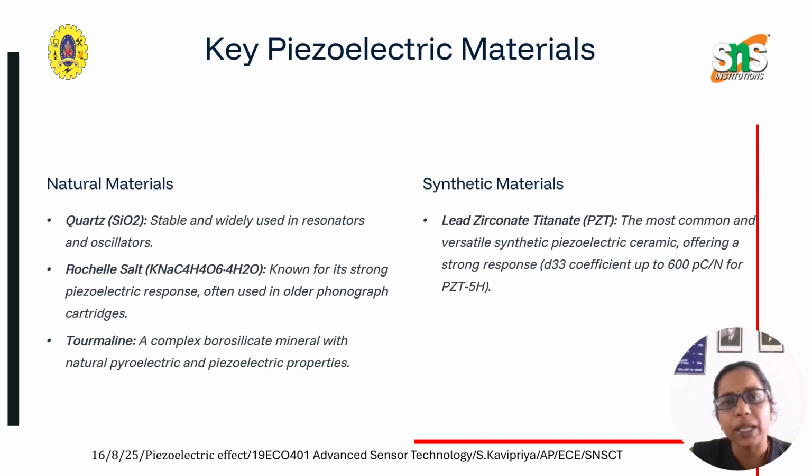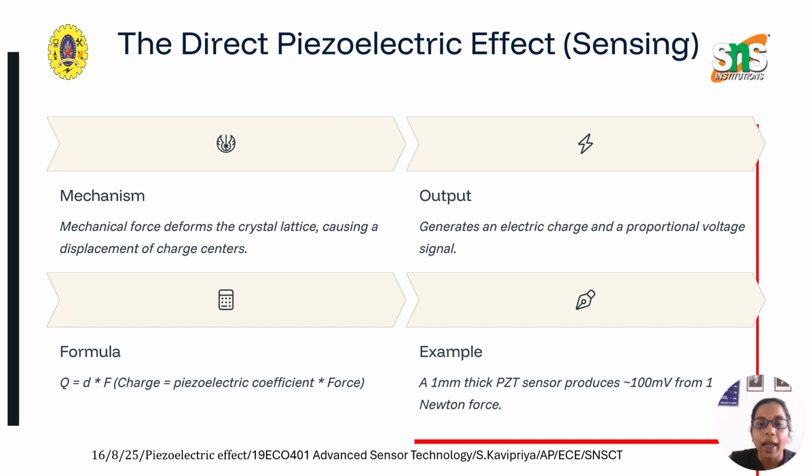What are the key piezoelectric materials? They can be natural or synthetic. Under natural materials, we have quartz, Rochelle salt and tourmaline. Under synthetic materials, we have lead zirconate titanate. The first is the direct piezoelectric effect, where giving a mechanical stress to the crystalline lattice causes a displacement of charges, which generates electric charge and a proportional voltage signal.